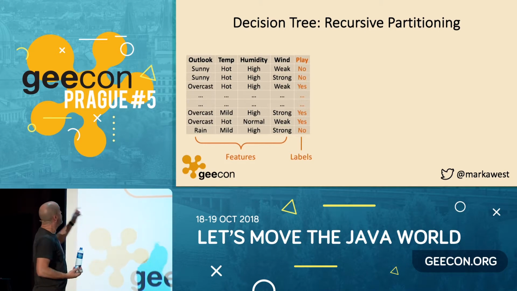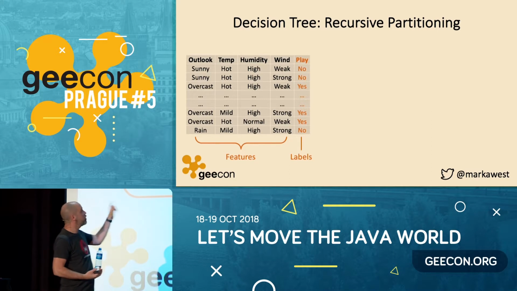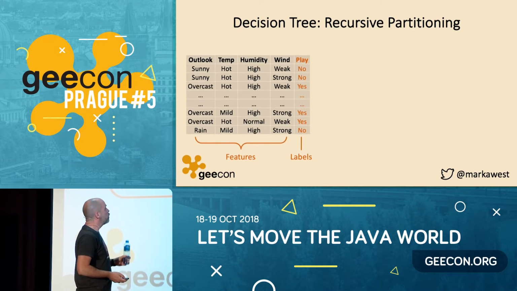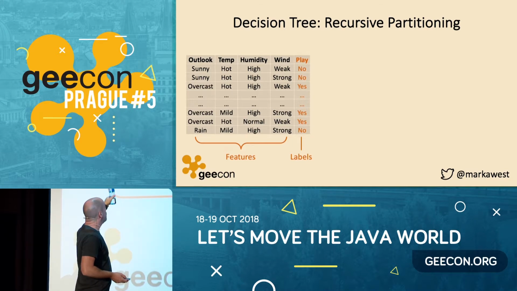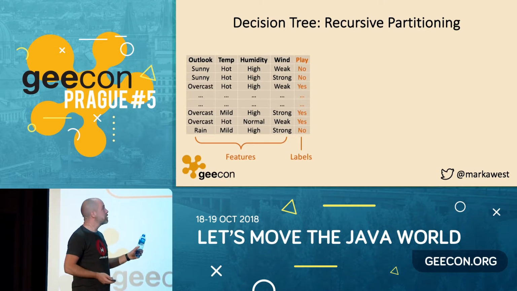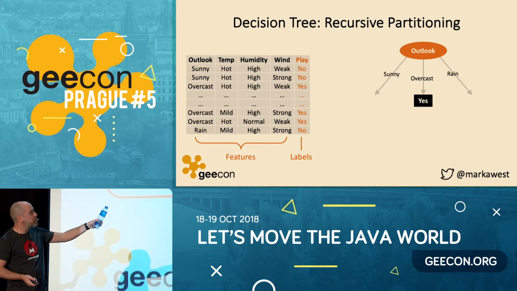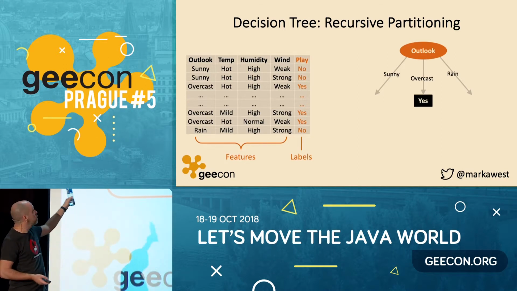Should I play golf depending on the outlook, the temperature, the humidity, and the wind? Right, okay. So my algorithm would first find the feature that best splits my data. And in this case, it's outlook, because all of those data points with overcast set to yes say that I can play golf.